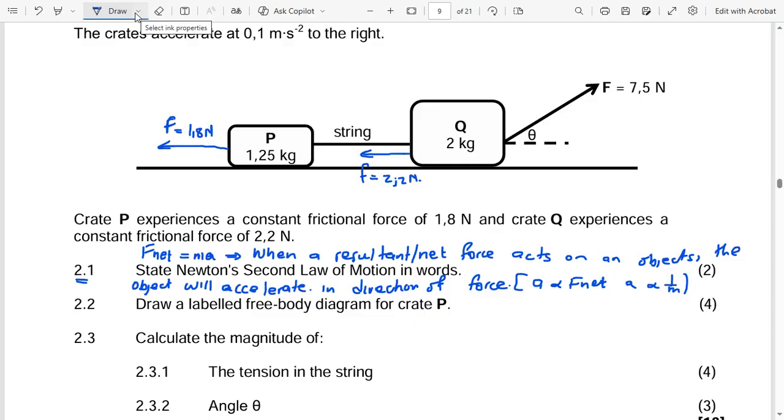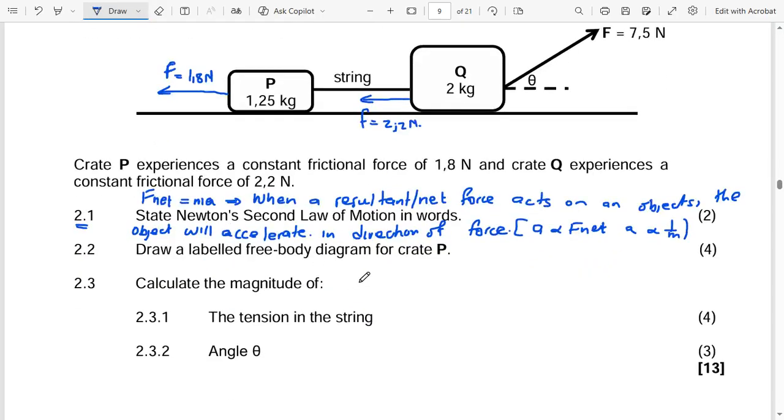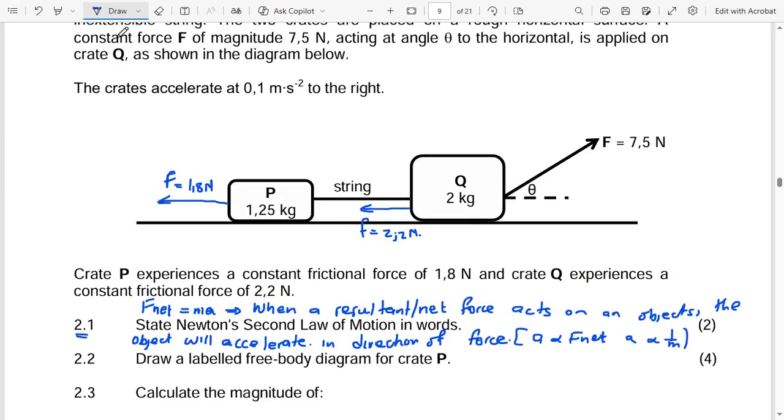Now 2.2, they want you to draw a labelled free body diagram for crate P. So I'm going to indicate all the forces that are acting on crate P. We have a tension going in that direction. We have a normal force acting up, and then we have the Fg perpendicular going down. And look at this, the mark allocation tells you that this is 4.